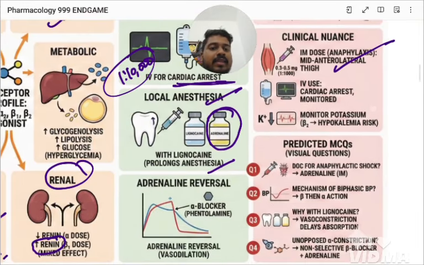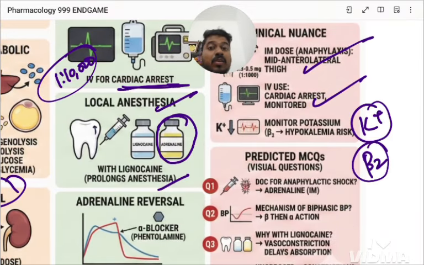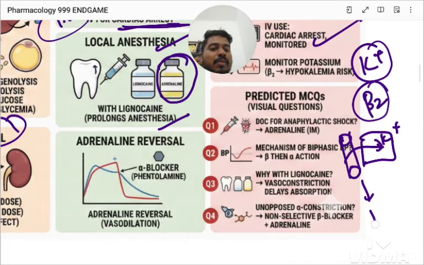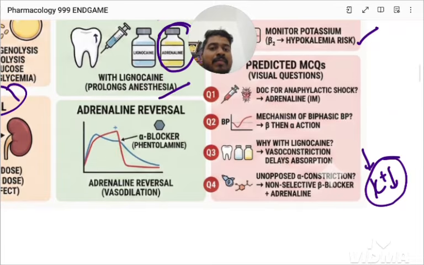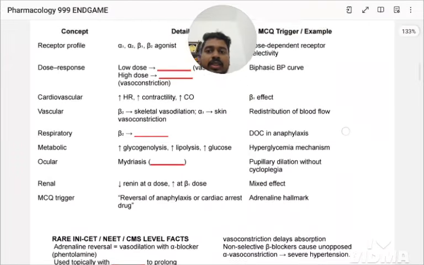Next, this I have already discussed. This also I have already discussed. Whenever you give ADR, you will have to monitor potassium. That is because ADR via the beta 2 receptor will cause a transcellular shift of potassium, that is, potassium goes from the blood into the cell. As a result, potassium in the blood will decrease. So a cause of hypokalemia is a beta agonist, that is ADR. So you have to monitor potassium levels. All these things we'll discuss during the question answer session, so we'll quickly go through the questions.